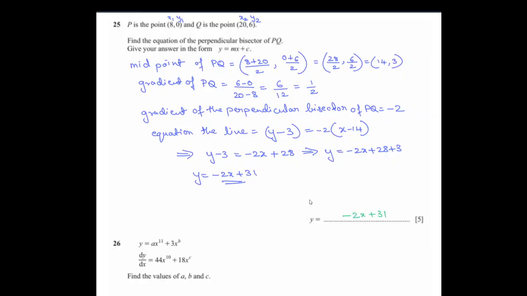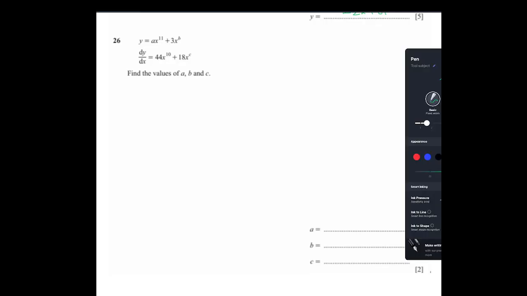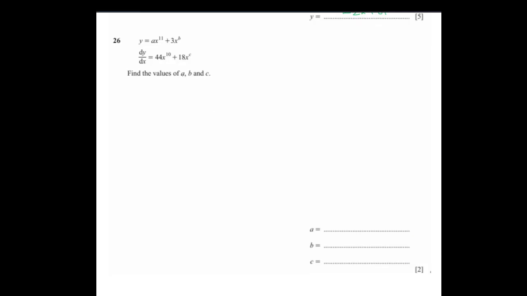Question number 25 is done. Question number 26. Differentiation question. y is equal to a x raised to 11 plus 3 into x raised to b. dy by dx is equal to 44 into x raised to 10 plus 18 into x raised to c. Find the value of a, b and c.